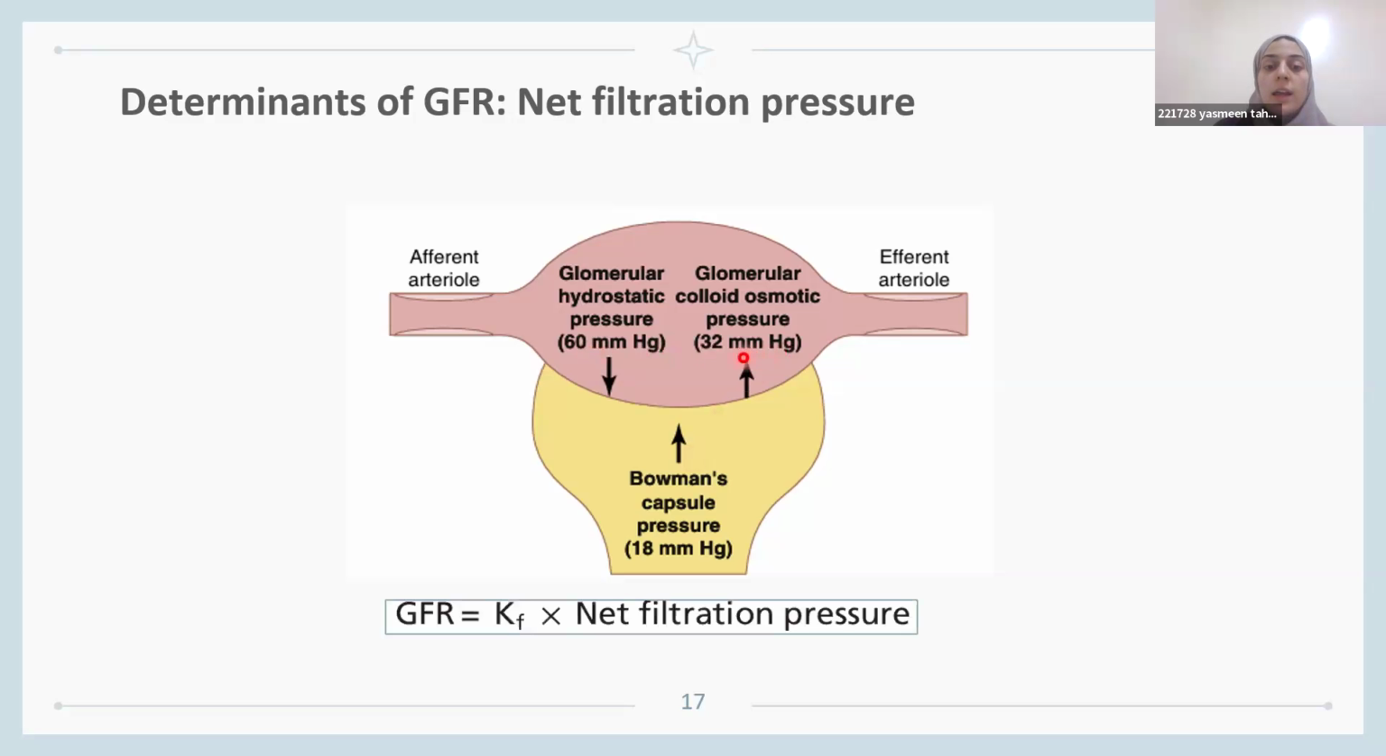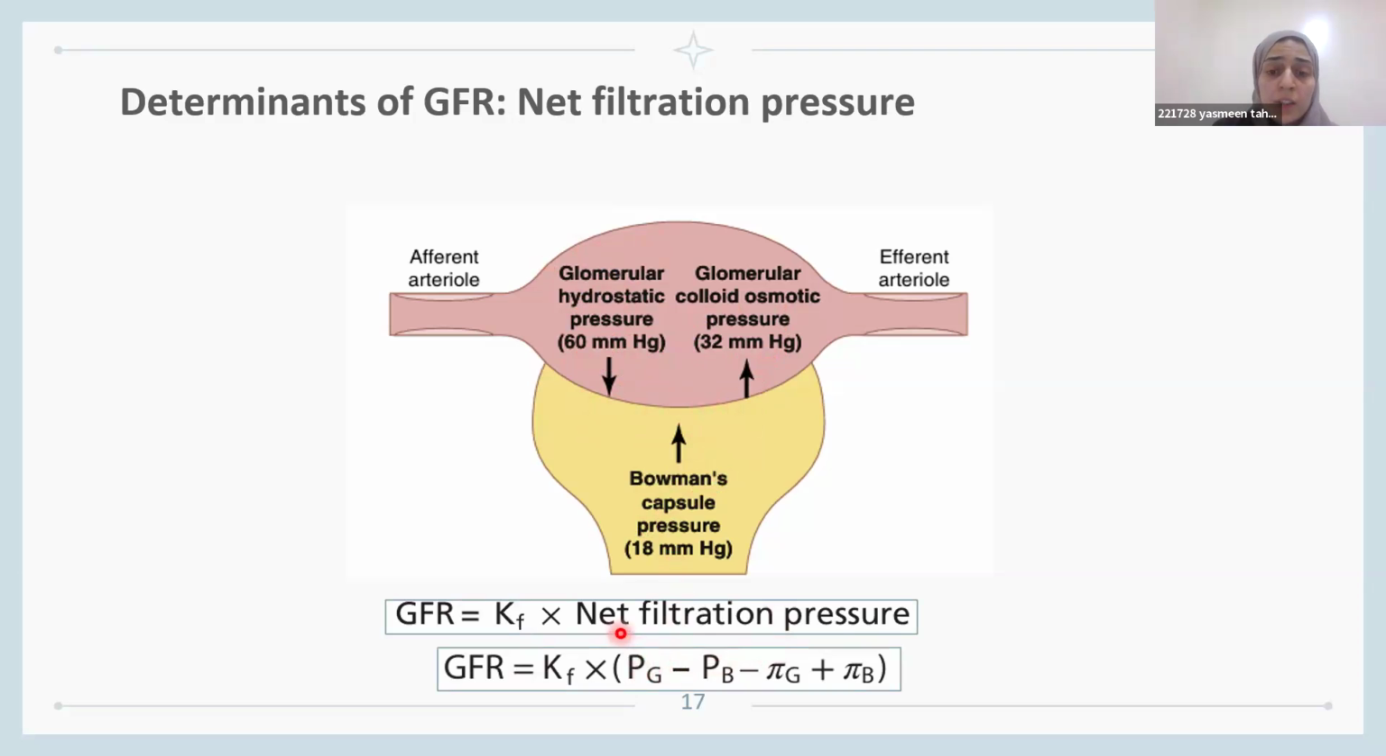So out of these three pressures, one is pushing for filtration, and these two are against filtration. And this explains why the net filtration pressure is the glomerular hydrostatic pressure minus these two, because this is the pressure that's applying for more filtration. This is the pressure that's wanting to filtrate the blood, and these two are on the other side.